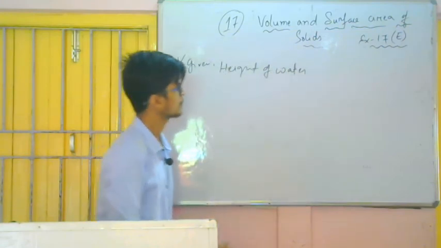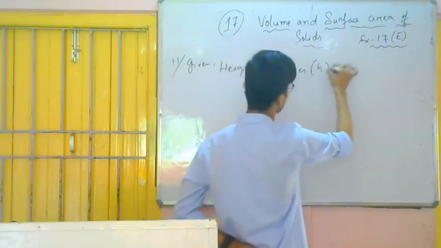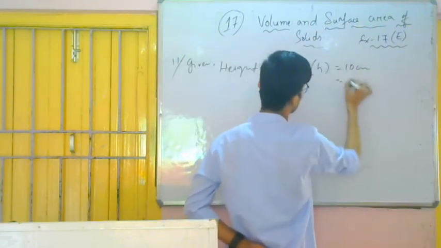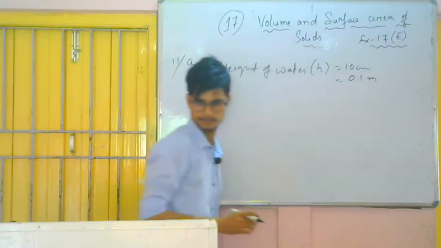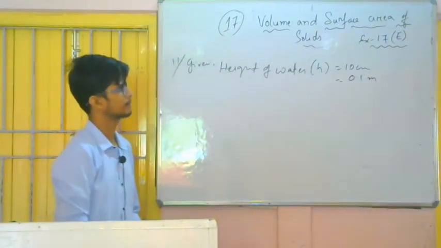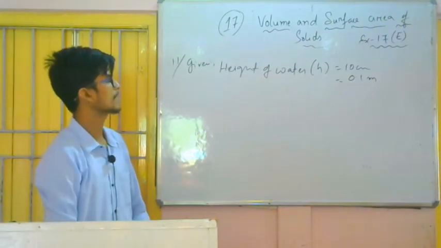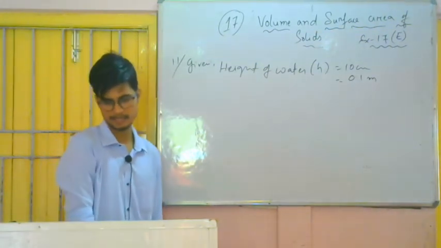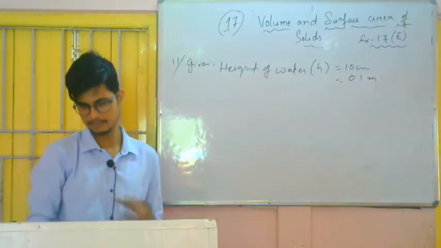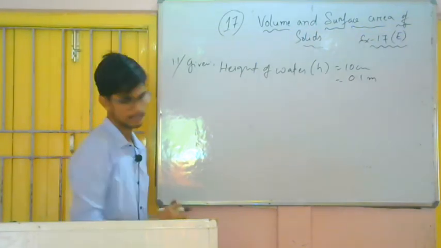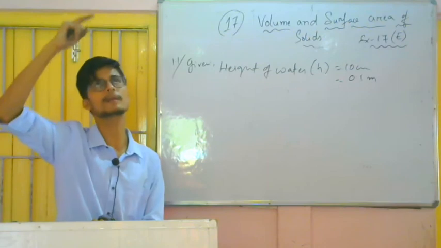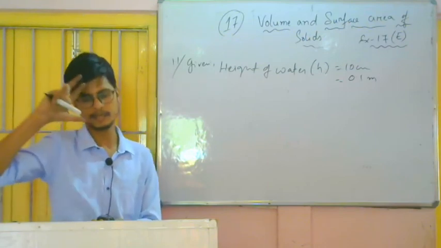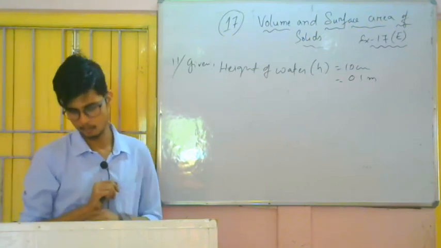Given height of the water is 10 centimeter. If I convert it into meter, it will be 0.1 meter. So given height of the water is 10 centimeter. All the things that are given are in meter, that's why I have converted. Height means the water is falling 10 centimeter on it. That means I have taken it as the height of the water.